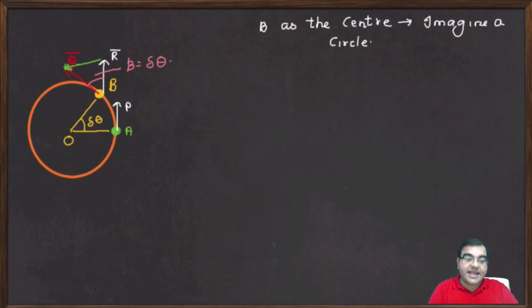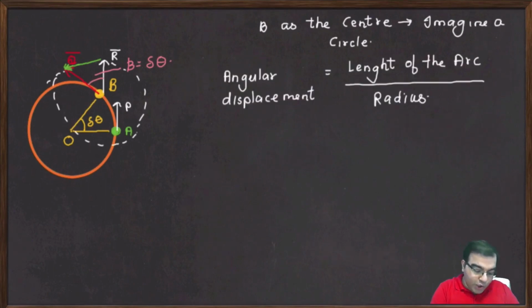Now, in this diagram, just imagine B to be the center. If you imagine B as the center and then you draw a circle, so you imagine B to be your center and now you are drawing a circle. So when I do that, your angular displacement is delta theta. As per the formula for angular displacement, which we had studied in the previous videos, angular displacement is equal to length of the arc upon radius.